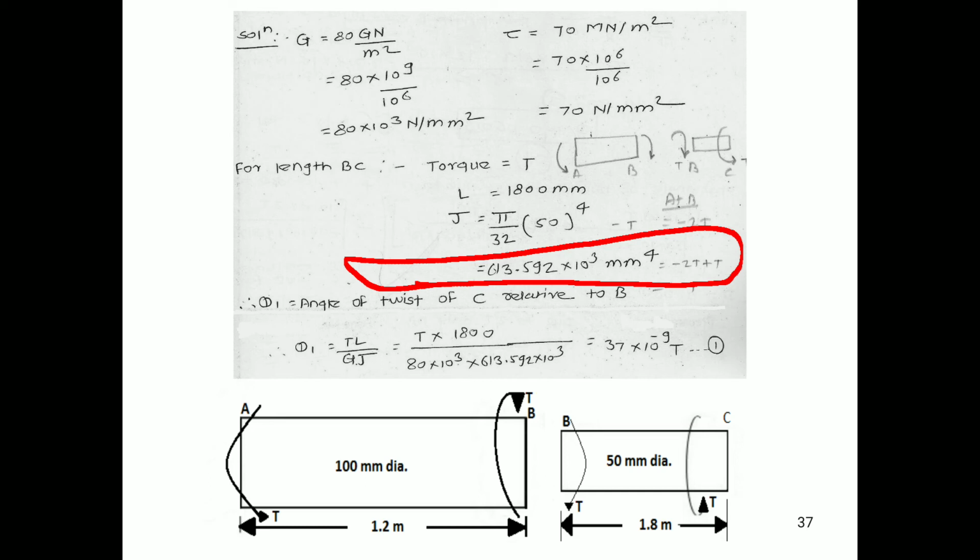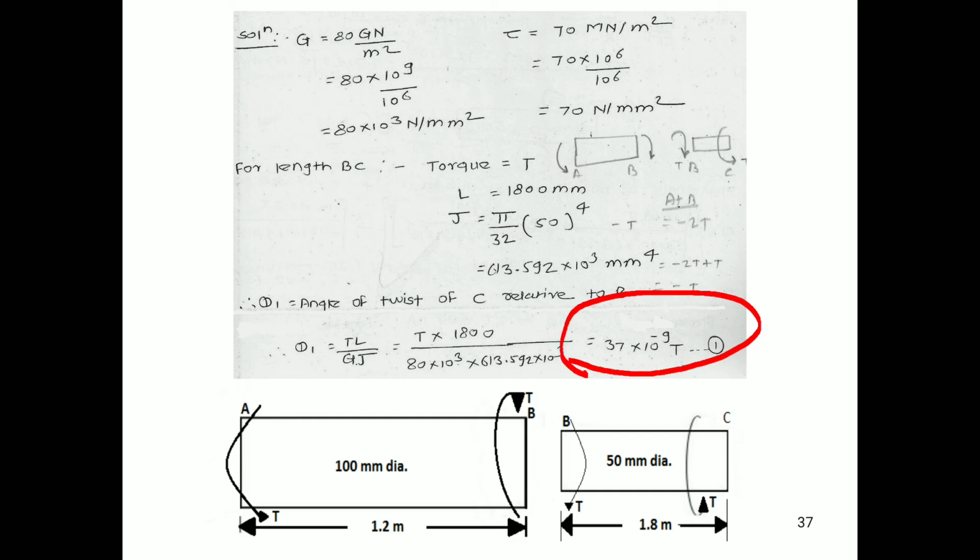After putting these values into this equation, we will have one equation in terms of T, that is 37 into 10 raised to minus 9 into T. So this value of theta 1 is in terms of torque T.